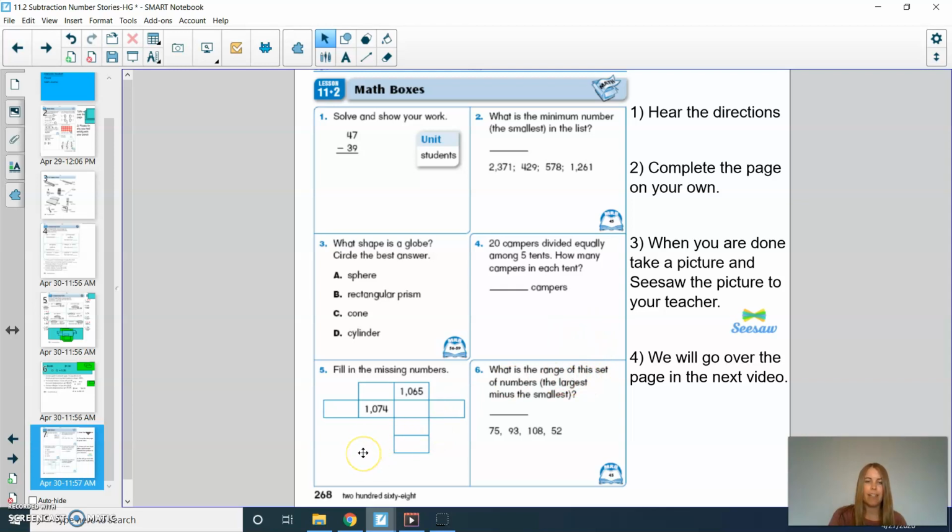For question 5, fill in the missing numbers. If you're having trouble, I would just ignore the 1 and the 0 for a moment and just really focus on the tens place and the ones place, and then you can always go back and add your 0 and your 1 after. And then for question number 6, what is the range of this set of numbers? So when we're finding the range, we first want to find the biggest or the largest number and then the smallest. And you want to minus the largest, or take the largest minus the smallest to find that range.